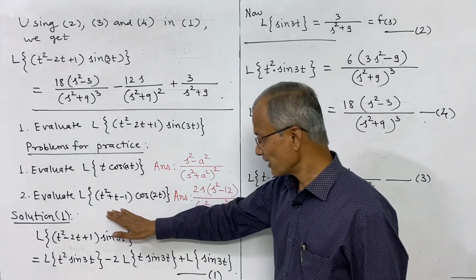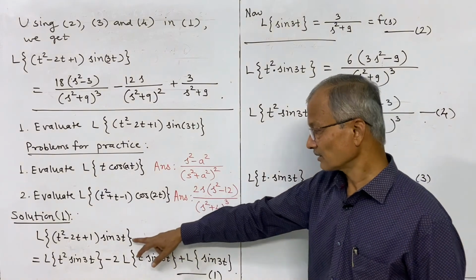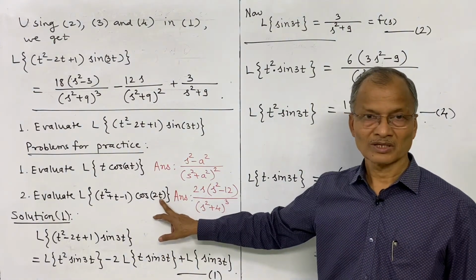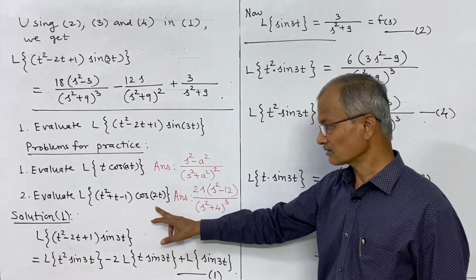And this problem is similar to the problem that we have solved. Instead of sine 3t, here is the term cos 2t. So use the respective formula of Laplace transform of cos and solve this.